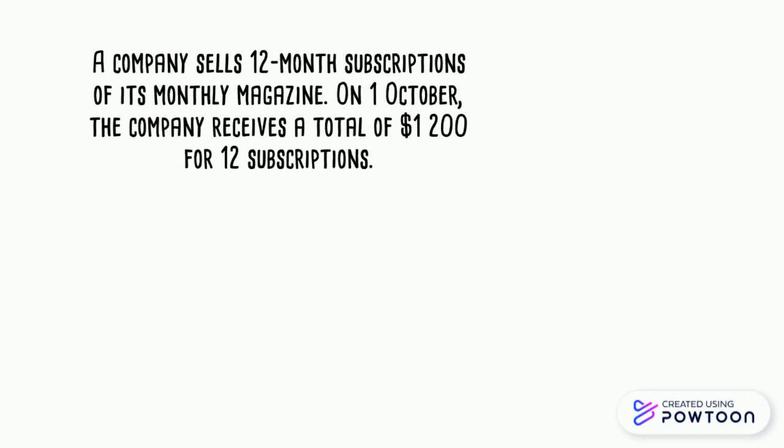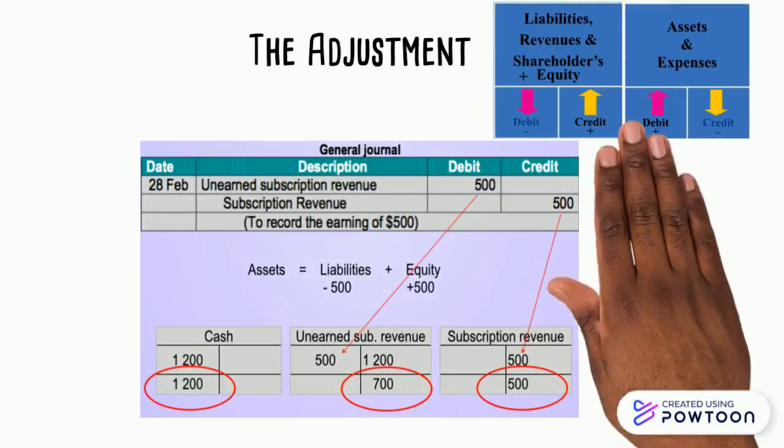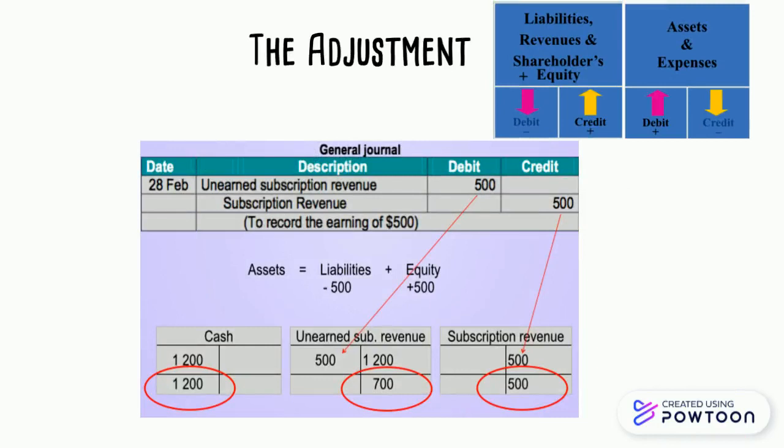Okay, so now we need to recognize the earned revenue in the journal entries and T accounts. By doing so, we debit unearned revenue, as this revenue has actually been earned, which is decreasing our liability, and we credit subscription revenue because we have actually earned that revenue.